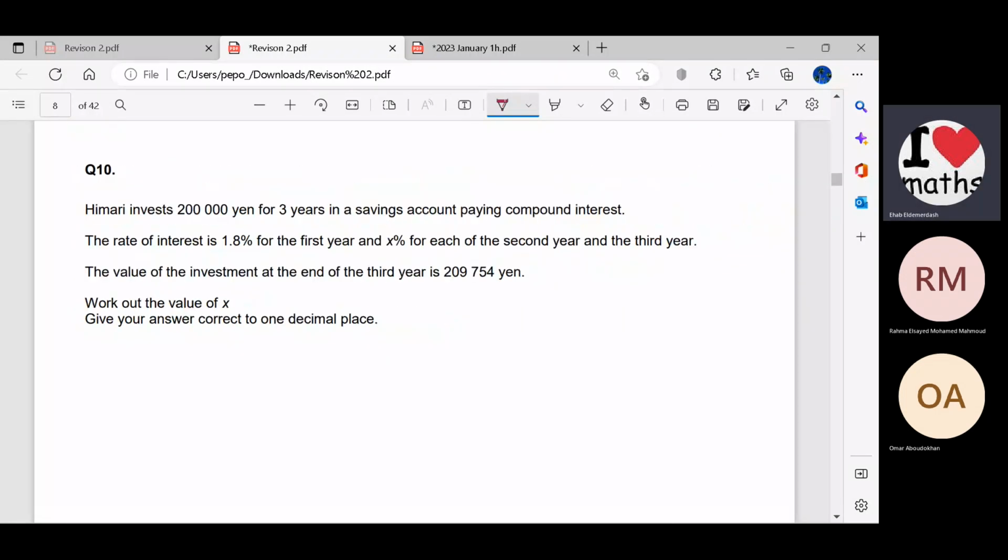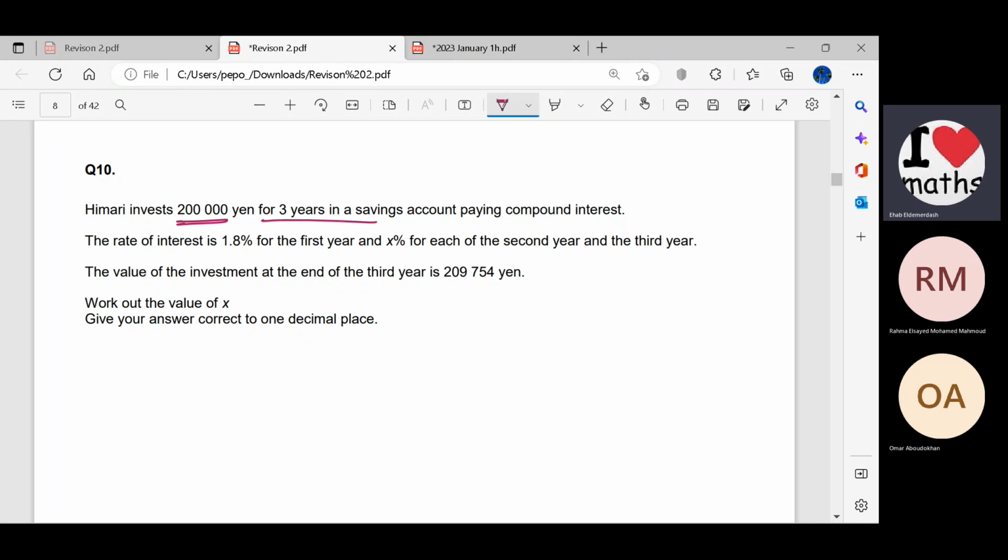Now, the question related to compound interest. I did this question before. We did this question on the last exam. I told you before, what do we have? We have here the principal, and it's for 3 years.